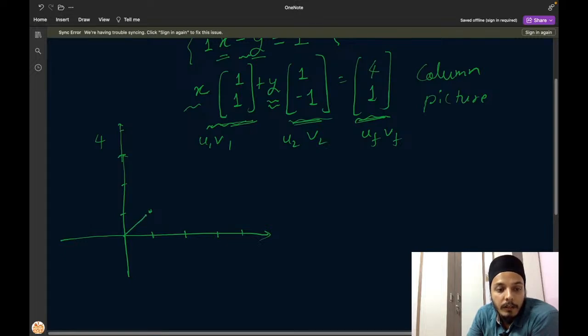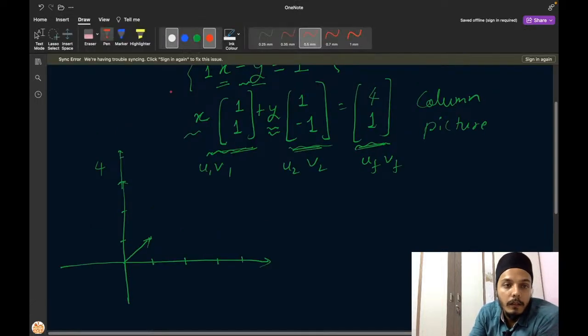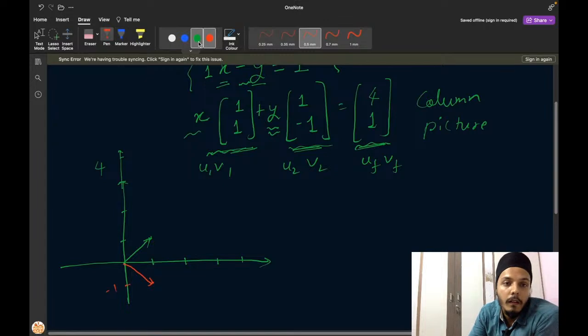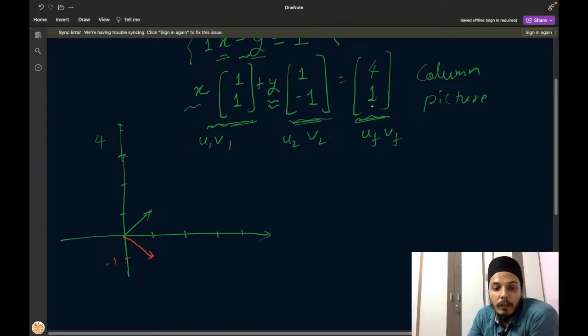So this is our first vector. Now let us take our second vector, that is 1 comma minus 1. So our minus 1 will be somewhere here. So this is 1, this is minus 1. The final vector that we want to reach is 4 comma 1. So the final vector is somewhere here. So this is the point that we want to reach.